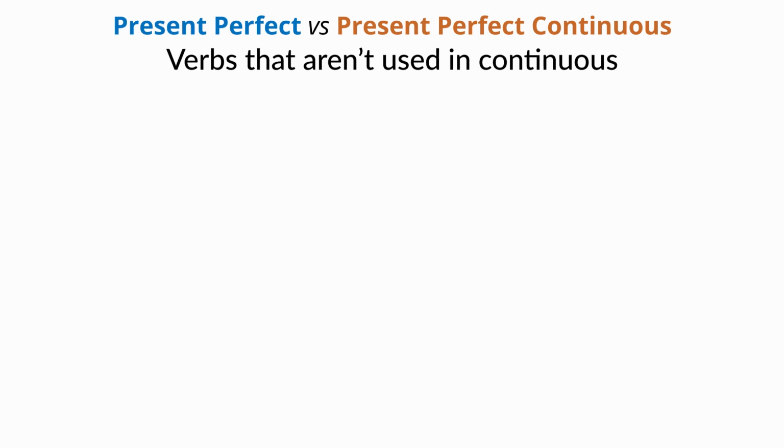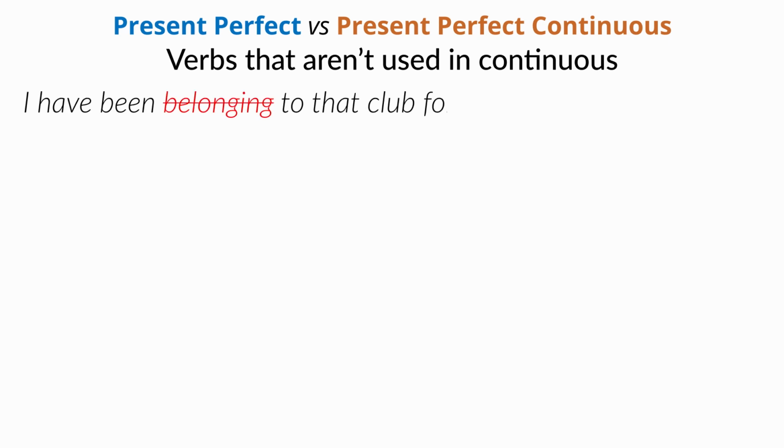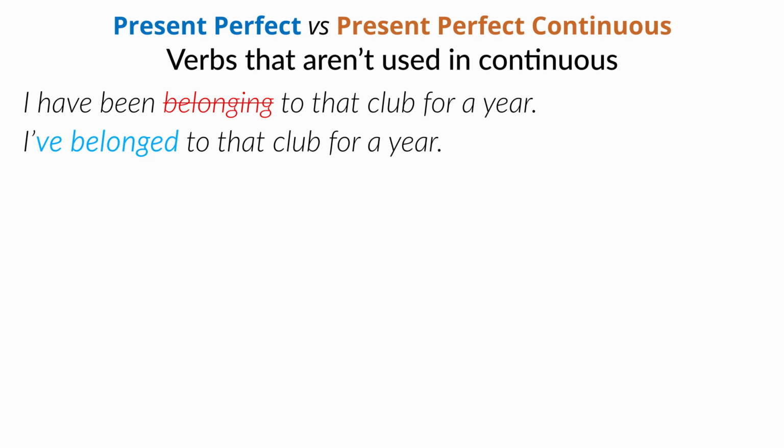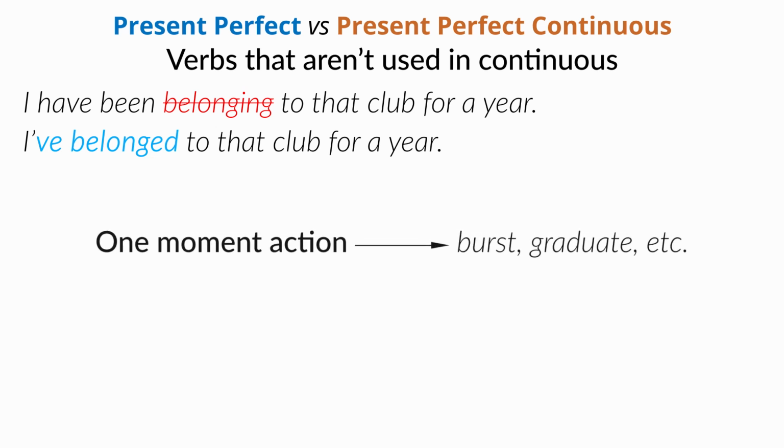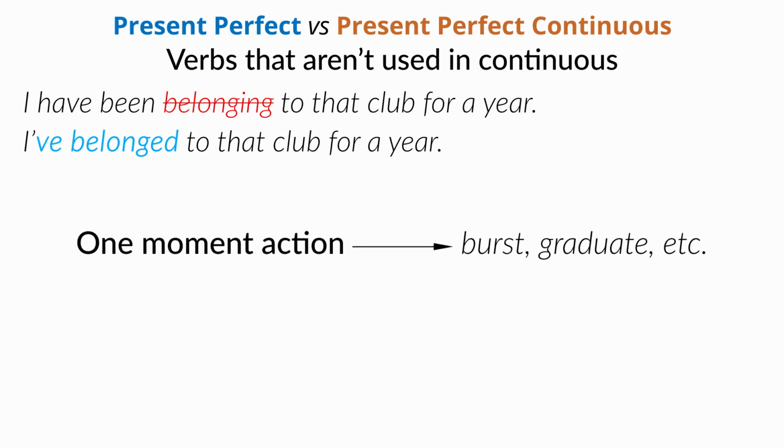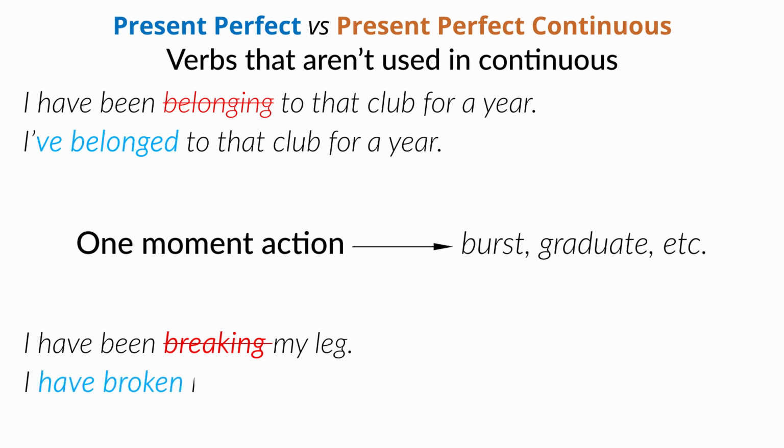We don't say, I have been belonging to that club for a year. We use present perfect instead and say, I've belonged to that club for a year. However, there are verbs in English that have a meaning of one-moment action, such as burst, graduate, etc. They still can't be used with continuous. We normally don't say, I have been breaking my leg, because break means one moment of action. So instead, we use the present perfect tense. I have broken my leg.